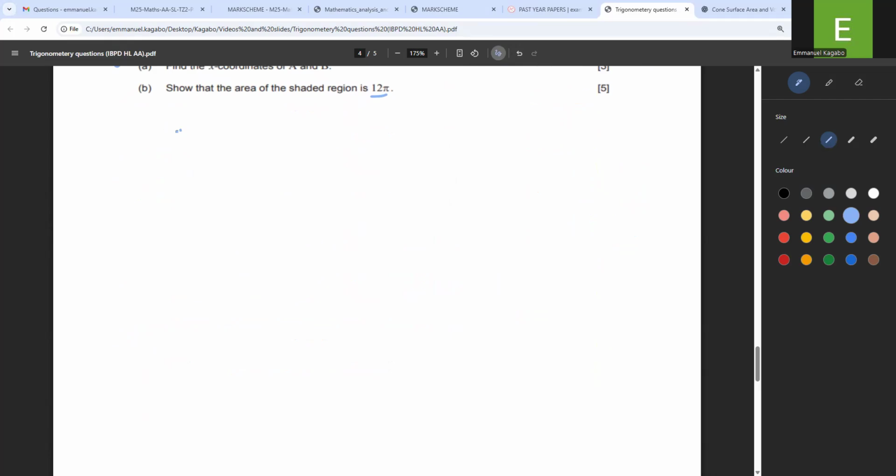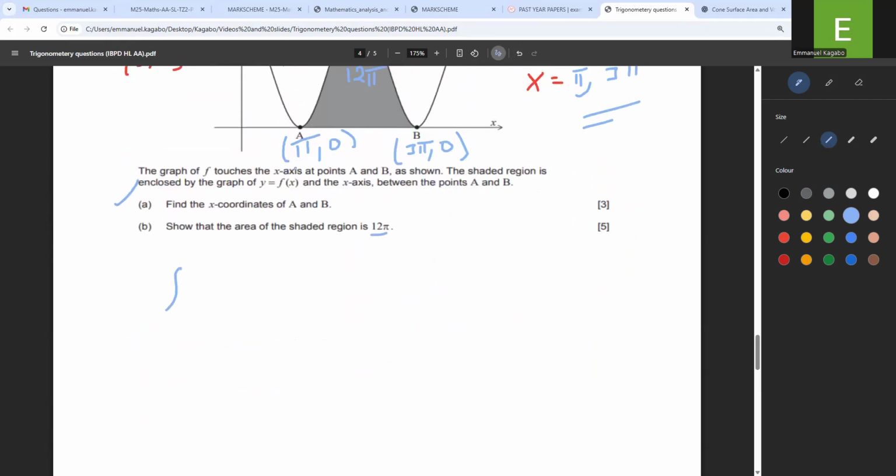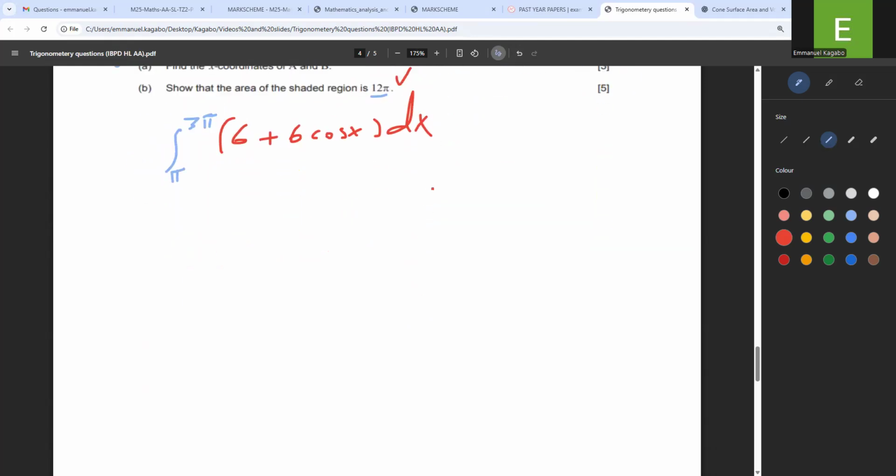So that is the integration from pi to 3 pi. Integration of what? Of our function, right? Remember what was our function? Our function was 6 plus 6 cos x, dx. That's what we are going to integrate. And if we integrate that, our answer should be 12 pi, okay? Let us see if we can do the question very fast.